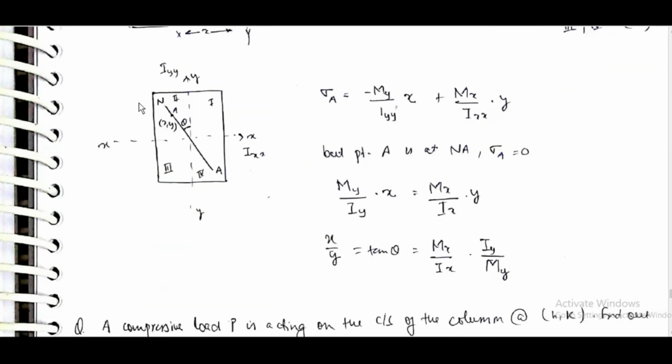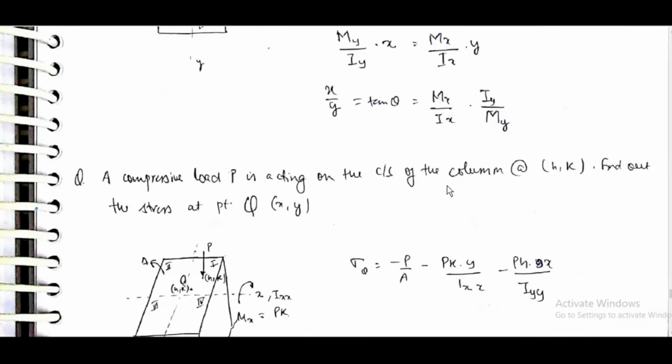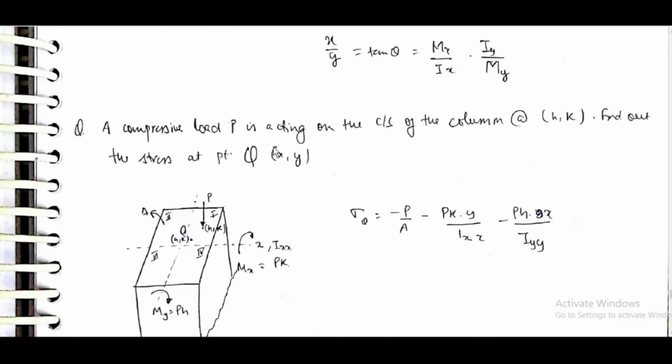Sigma A is equal to minus My by Iy into x plus Mx by Ix into y. But point A is at the neutral axis, so sigma A is equal to 0. My by Iy into x is equal to Mx by Ix into y. X by y is equal to tan theta is equal to Mx by Ix into Iy by My.